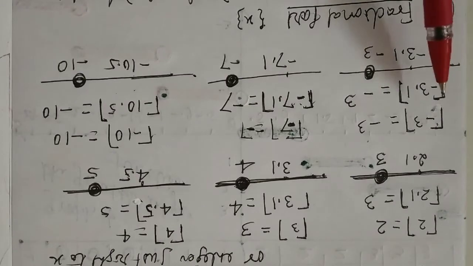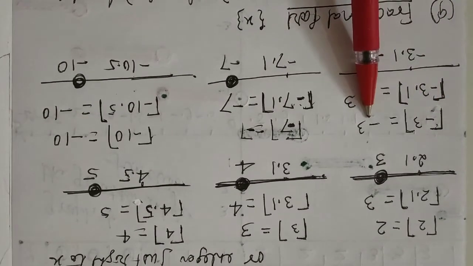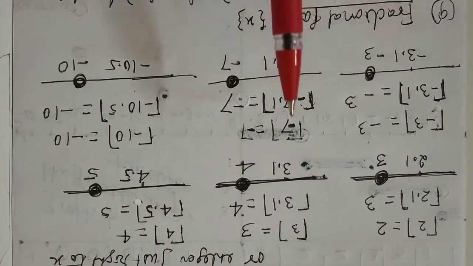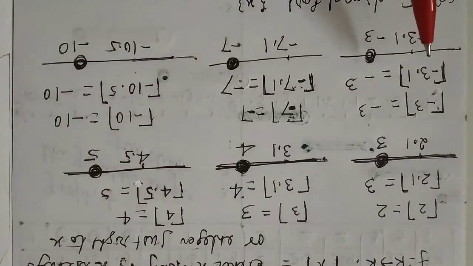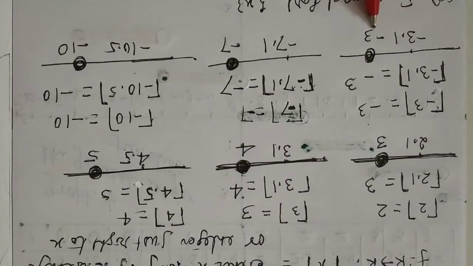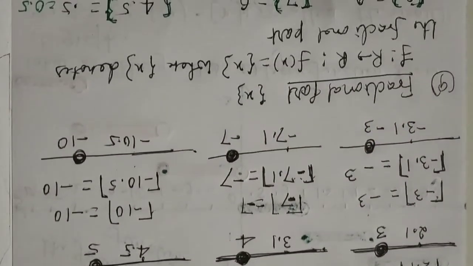Once more, examples are here. The smallest integer of -3 is exactly -3, but for -3.1, moving to the right side, just right of x, so right of -3.1 is -3, right of -7.1 is -7, right of -10.5 is -10, and this way we can find the value of the smallest integer function.